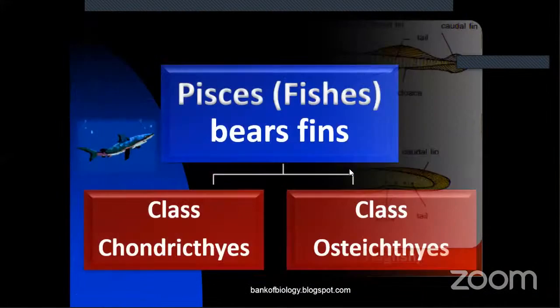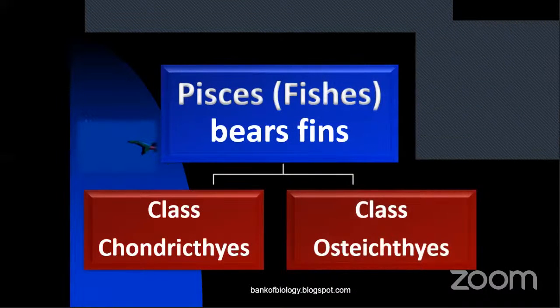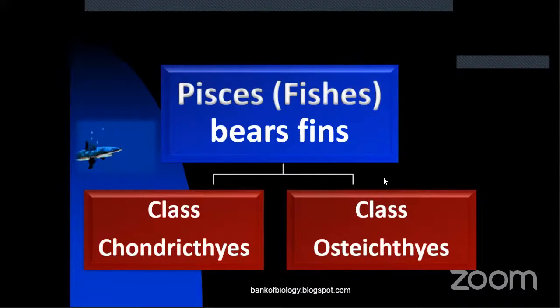Done. So go to the next one, Pisces. Pisces basically consists of fish. Here we have two types of fish. The first one belongs to the class Chondrichthyes. Chondrichthyes is a group where the endoskeleton is made out of cartilage. And Osteichthyes, where the endoskeleton is made up of bone.